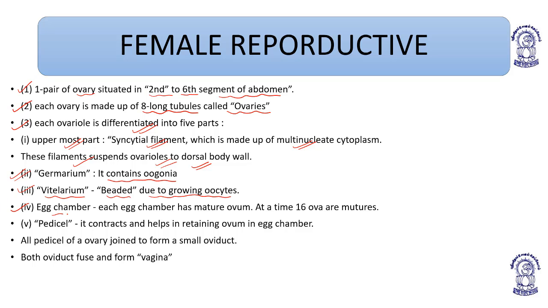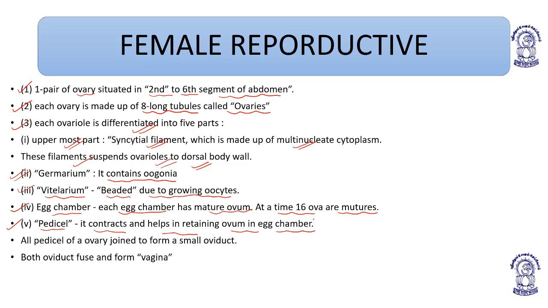The egg chamber: each egg chamber has a mature ovum. At a time, 16 ova mature. Pedicel contracts and helps in retaining the ovum in the egg chamber.